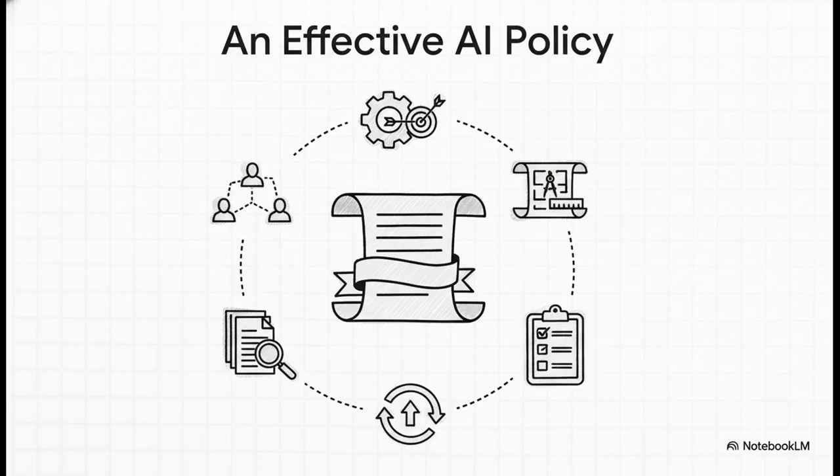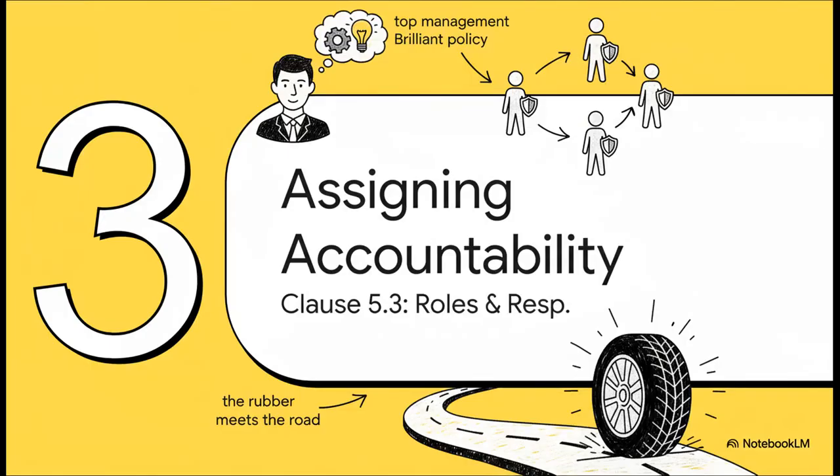And here's the kicker. This can't be some secret document. It has to be written down, easy to find, and communicated so that everyone, and I mean everyone, understands the rules of the road. Okay, you can see how this all builds, right? A brilliant policy is completely useless if no one's actually in charge of making it happen.